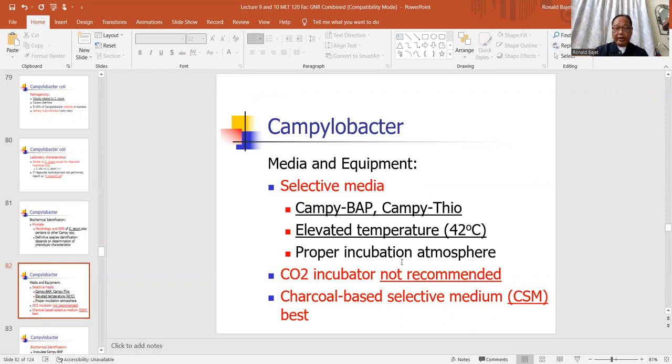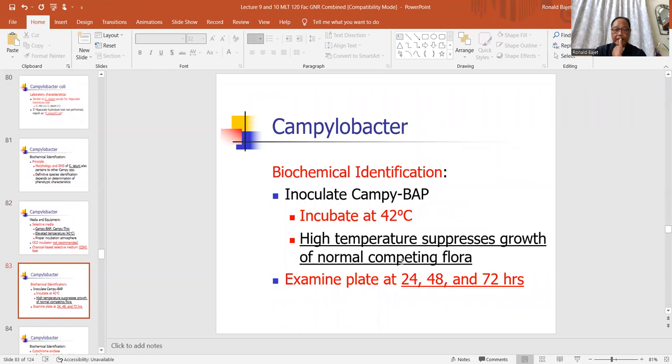Make sure you know your media, media of choice. When you have a Campylobacter culture, since fetus is not very common, then you're going to assume either Campylobacter jejuni or Campylobacter coli. So incubate your culture at 42 degrees. And when you read your plates, it's 24 hours, 2 days, and 3 days. So you keep your culture up to 3 days for a Campylobacter, okay?